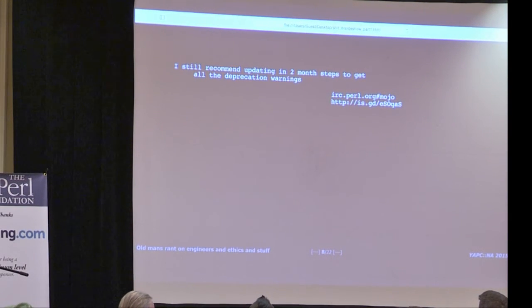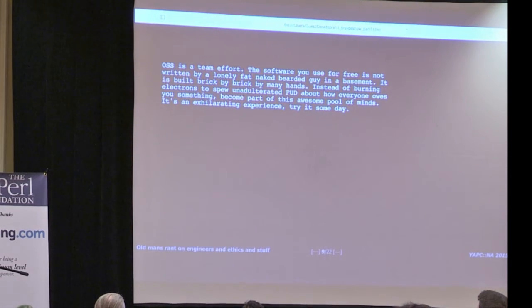Or even closer to home. This is a quote from the Mojo IRC channel. This is actually a public channel, in which it says that the maintainer recommends updating in 2 month increments to get all the deprecation warnings. Which is like, okay, maybe that's what we are looking at right now, I don't know.